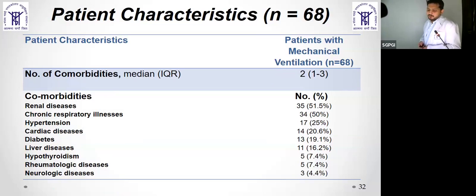The duration of mechanical ventilation ranged from 4 to 18 days with a median duration of 9 days. The median length of stay in ICU for patients on mechanical ventilation was 15.